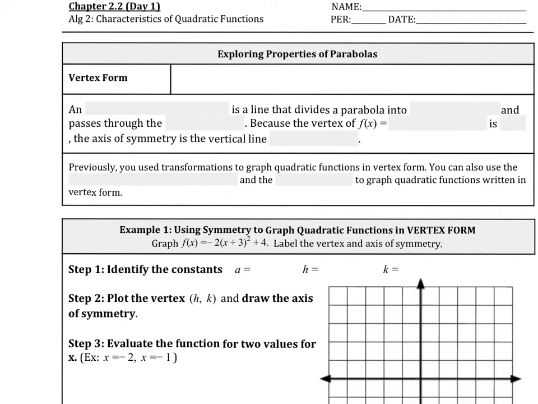Chapter 2.2 Day 1: Characteristics of Quadratic Functions.